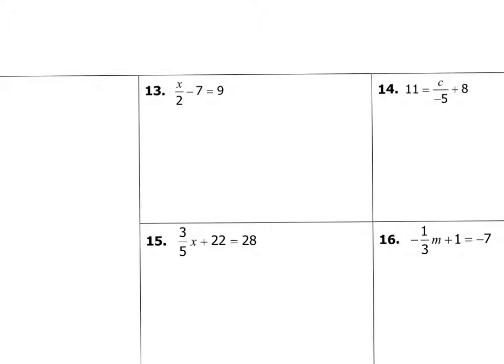Working through 13 here, I've got a constant term of -7. I'm going to go ahead and zero that out by adding 7 to both sides. That gets me x divided by 2 is equal to 16. And now to isolate x, I'm going to multiply by 2 on both sides, which gets me x is equal to 32.